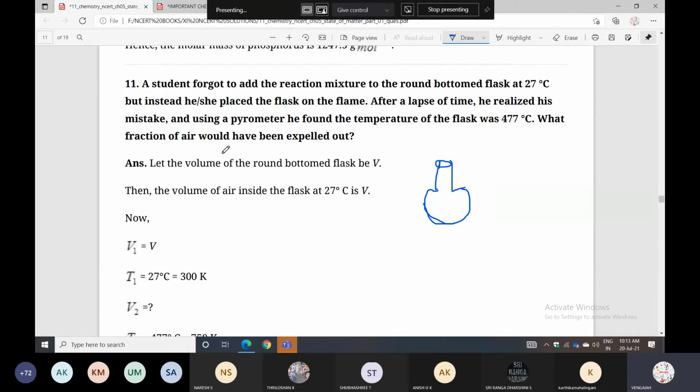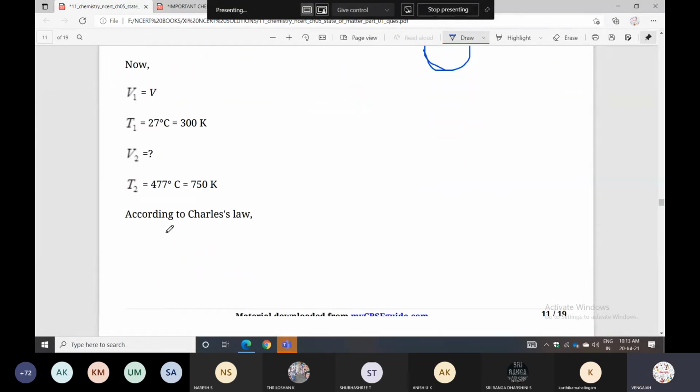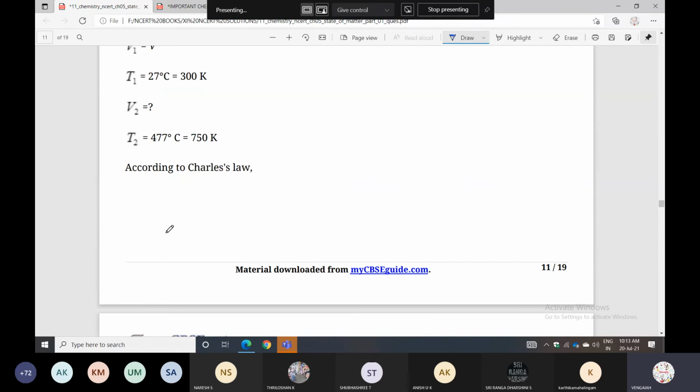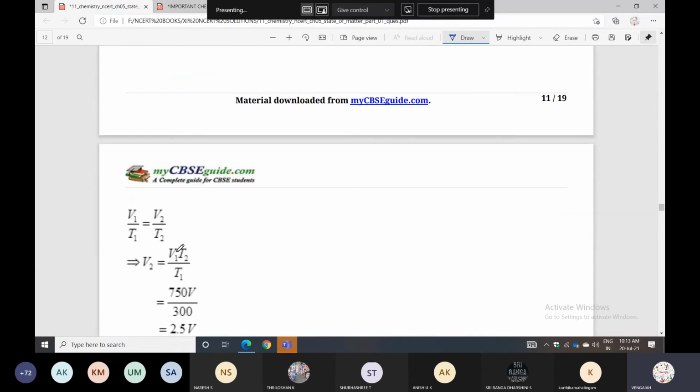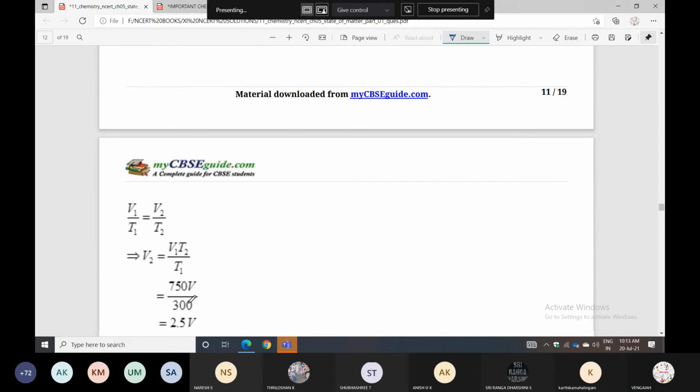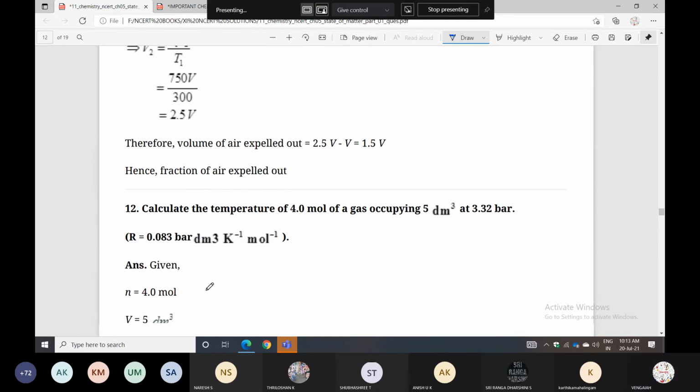You can calculate. So listen here. What are the given values? You can write down: V1 is given, T1 is given, V2 you can calculate, T2 is given. According to Charles law, at constant pressure, V1 by T1 equals V2 by T2. So whatever values are given, you can substitute, and the unknown value you can calculate easily. Yes. Next question.